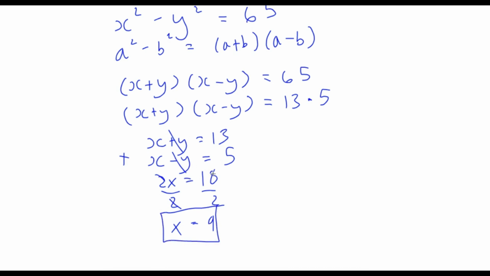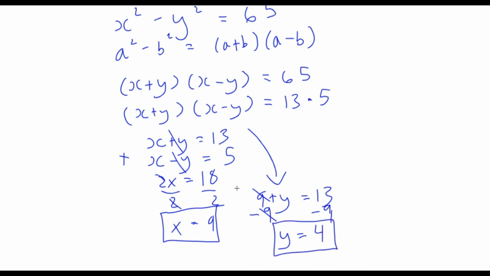So now that we have our value for x, let's go ahead and find our value for y by plugging x into this equation. So x plus y equals 13. If we plug in 9 for x, we get 9 plus y is equal to 13. Now if I subtract 9 on both sides, these two cancel out, and I would get y is equal to 13 minus 9, which is 4.